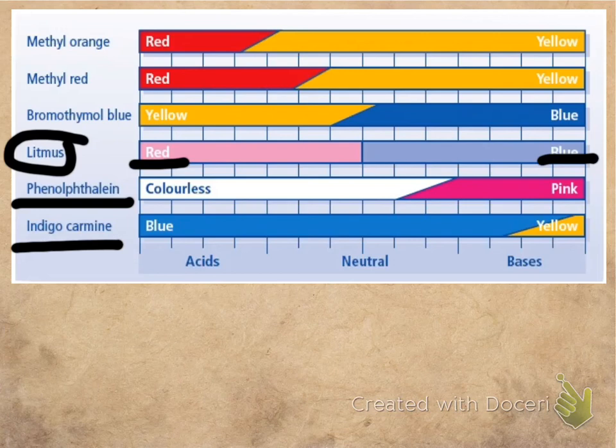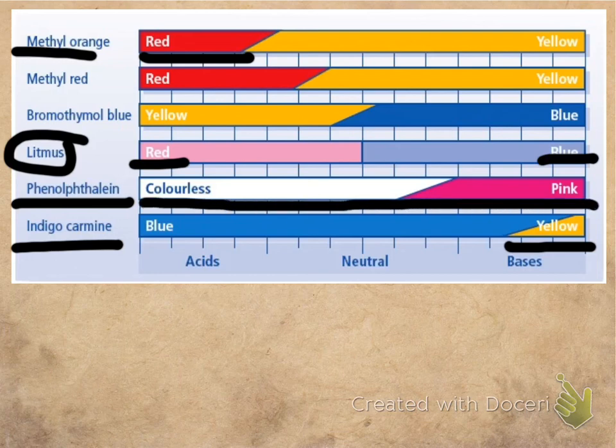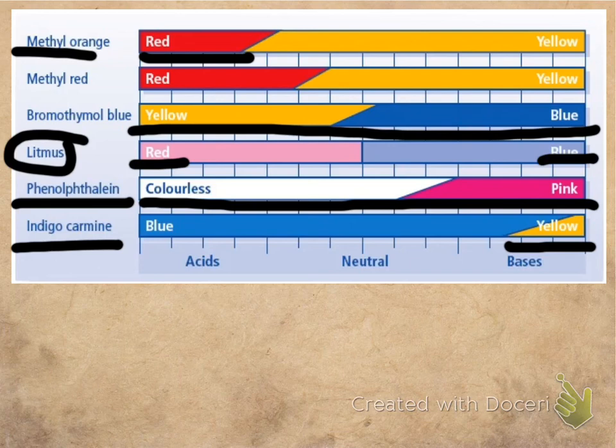Now, not all of these are very good at determining whether it's an acid or a base. You can see this methyl orange. It only turns red if it's a very, very strong acid. And this indigo carmine on the bottom, it only turns yellow if it's a very, very, very strong base. So those might not be very good indicators to use all of the time. But this one right here, phenolphthalein, it only changes color to pink if it's a base. And bromothymol blue will either be yellow or blue based on if it's an acid or base.